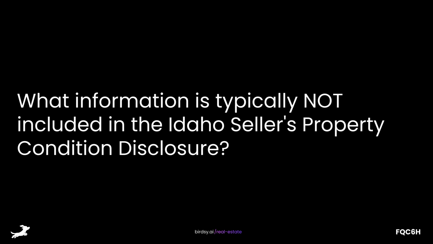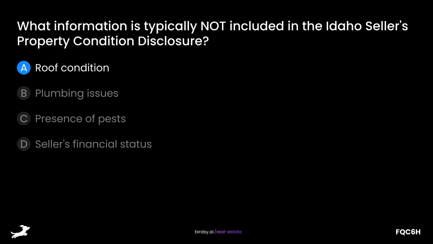What information is typically not included in the Idaho seller's property condition disclosure? Is it A, roof condition, B, plumbing issues, C, presence of pests, or D, seller's financial status? The answer is D, seller's financial status.